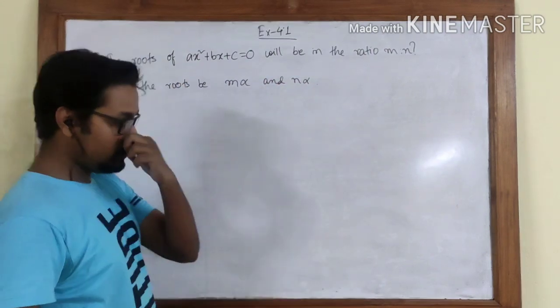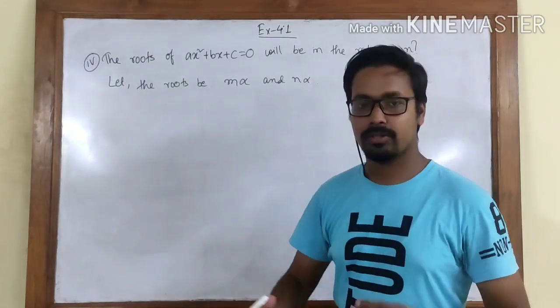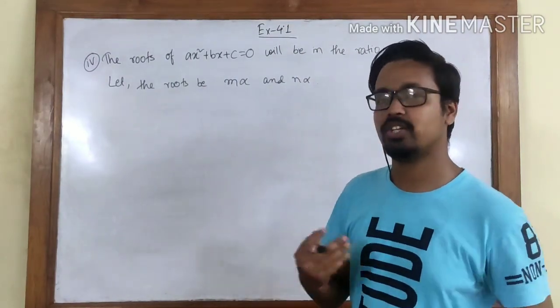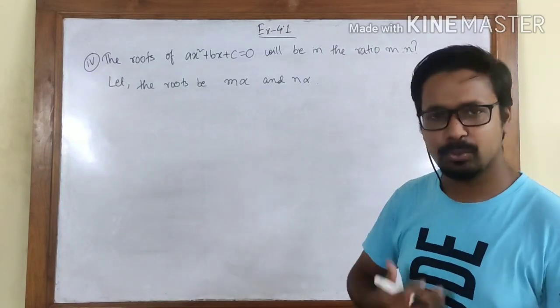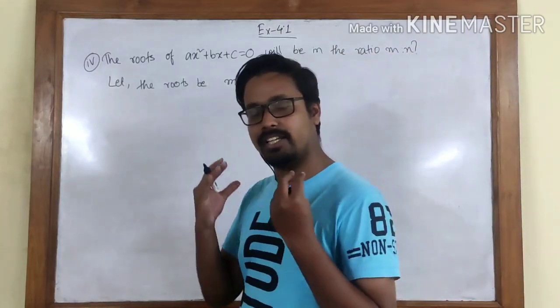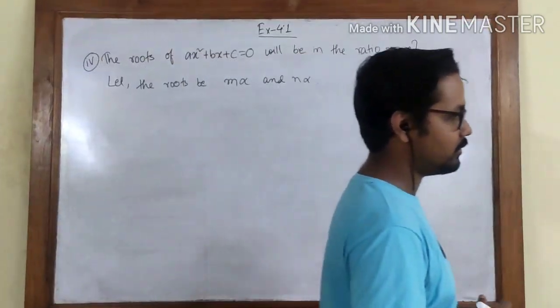If you remember how we used to solve during algebraic equations, if something was given in the ratio of m is to n or a is to b, we used to take the numbers as a is to... what am I talking about?